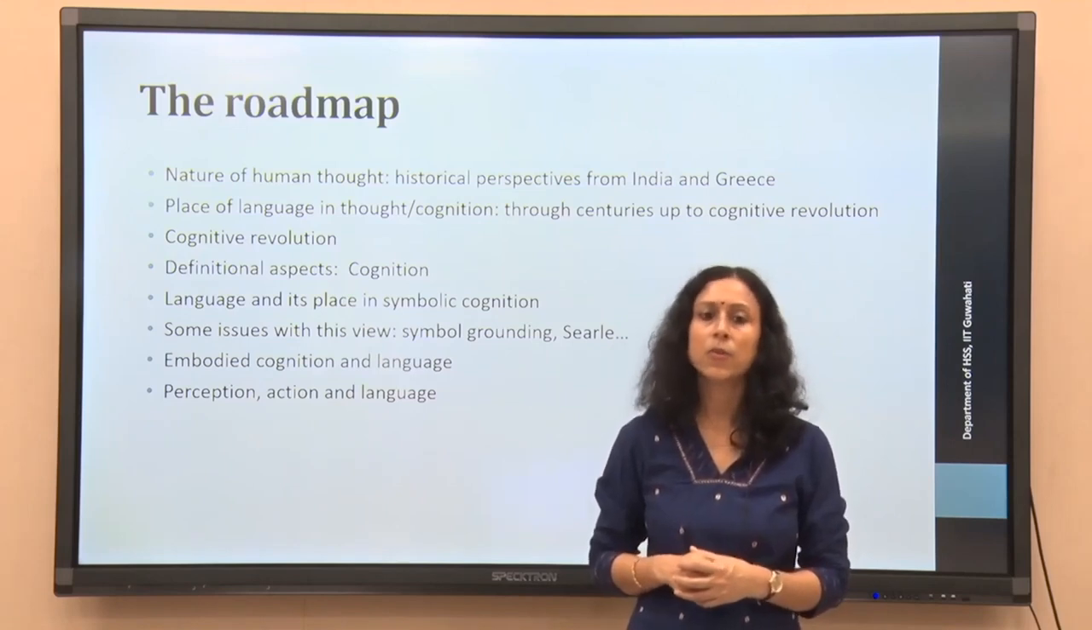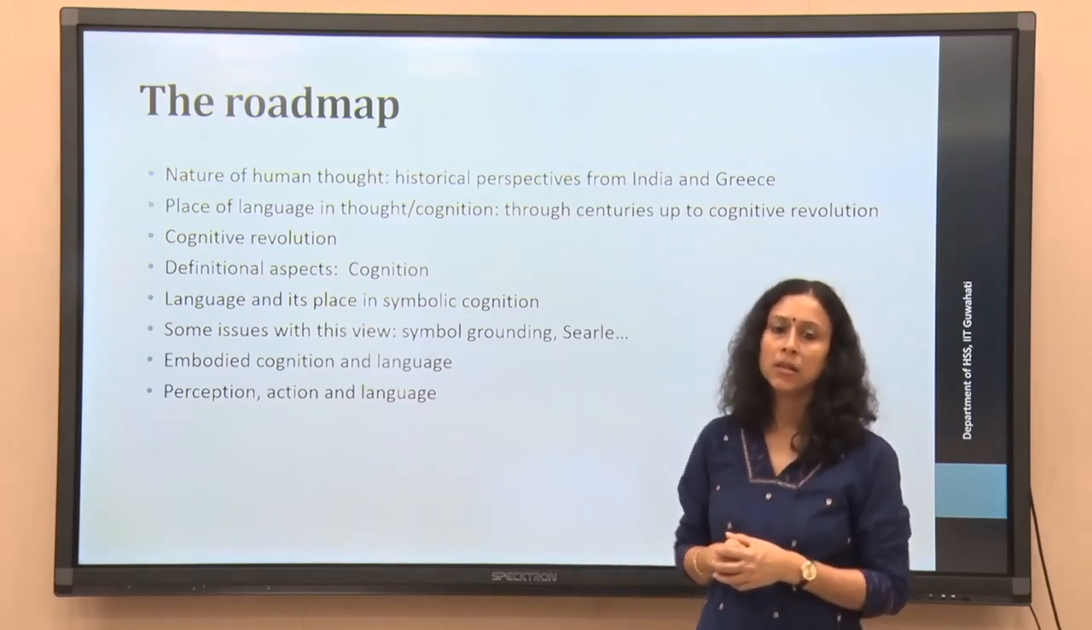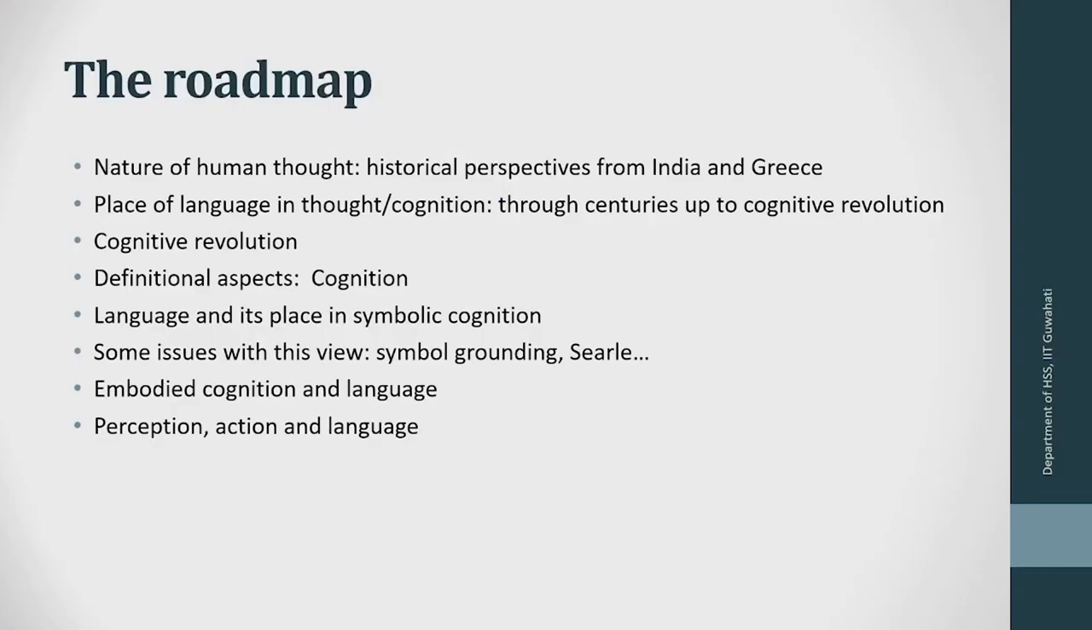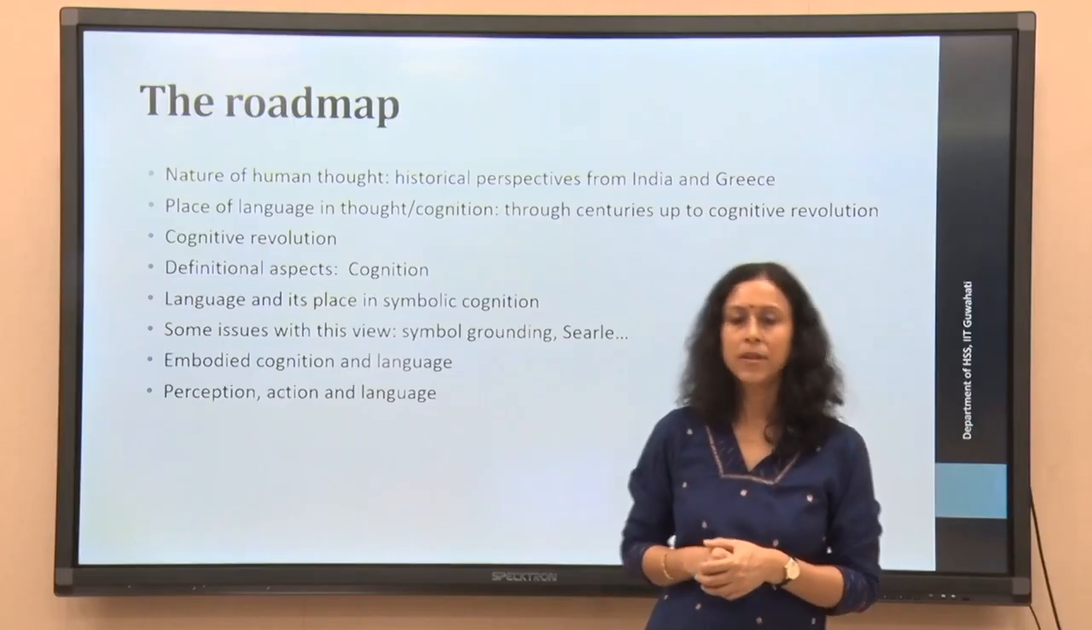So, for part 1, here is a roadmap. This is how we will proceed. First, we will discuss the nature of human thought, the very fundamental aspect of human thought, and how the understanding of the same has developed over centuries. So, we will take historical perspectives from India and the Greek tradition, that is, the ancient world, and see how the understanding about human thought developed.